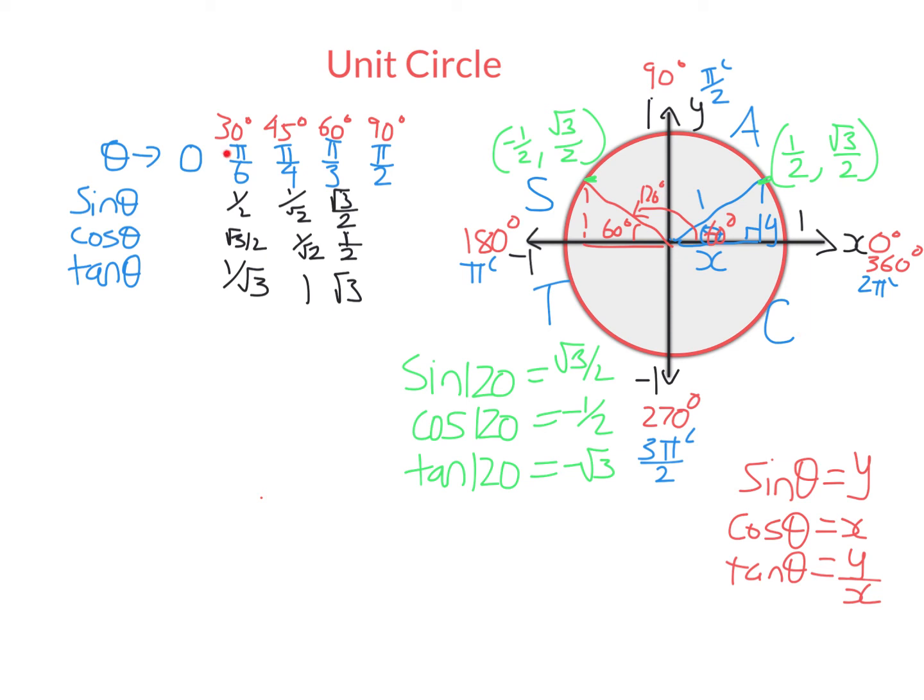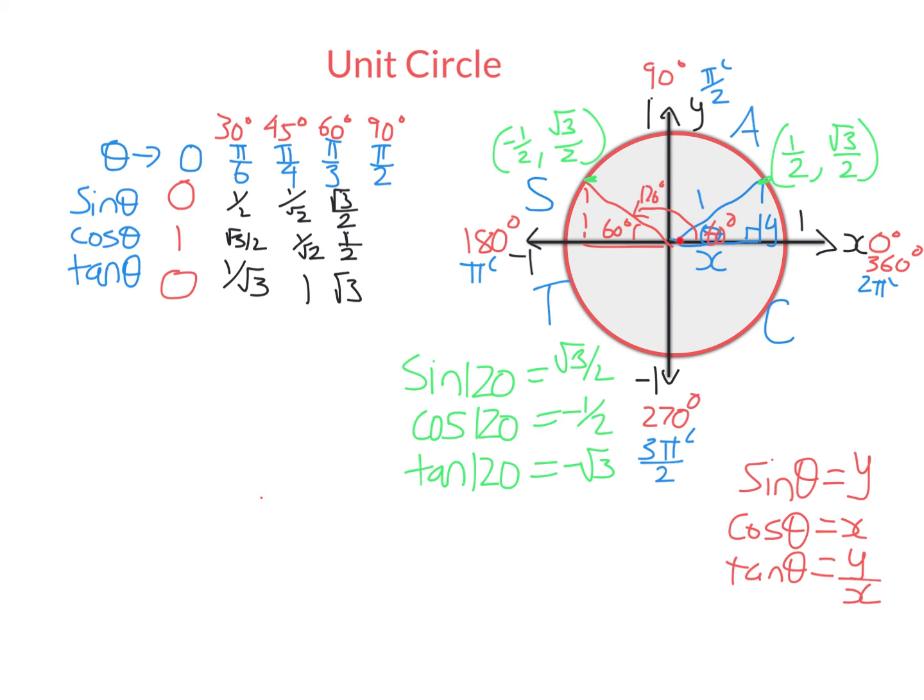So let's now fill out the rest of this table for 0 and 90 degrees. 0 degrees here. So at this point here, this is the point 1, 0. Cos is the x value, which is 1. Sine is the y value, 0. Tan is 0 divided by 1, which is 0. So sine 0 is 0, cos 0 is 1, tan 0 is 0.